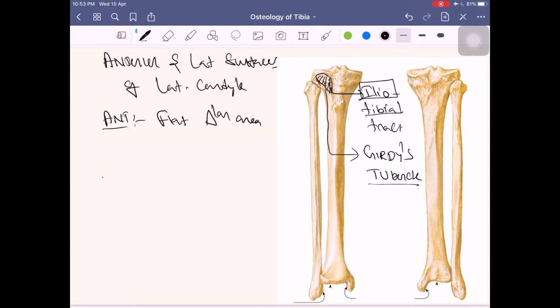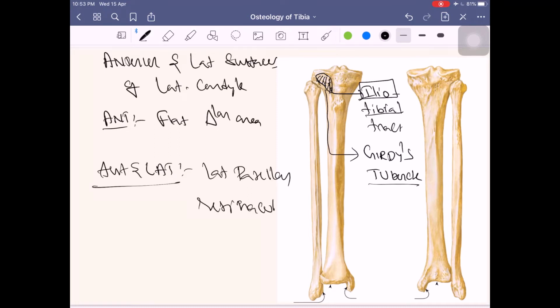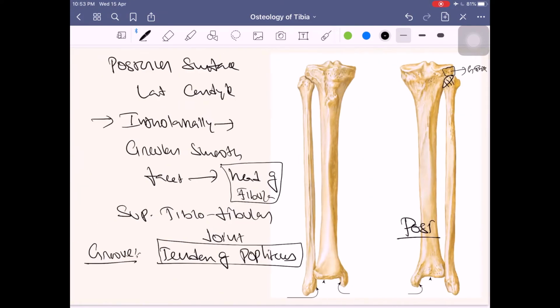The rest of your anterior and lateral surface, both of these, provide attachment to your lateral patellar retinaculum. Just like there you had medial, here you have lateral. So here you have two things: one is a flat area providing attachment to the iliotibial tract, another is the lateral patellar retinaculum.